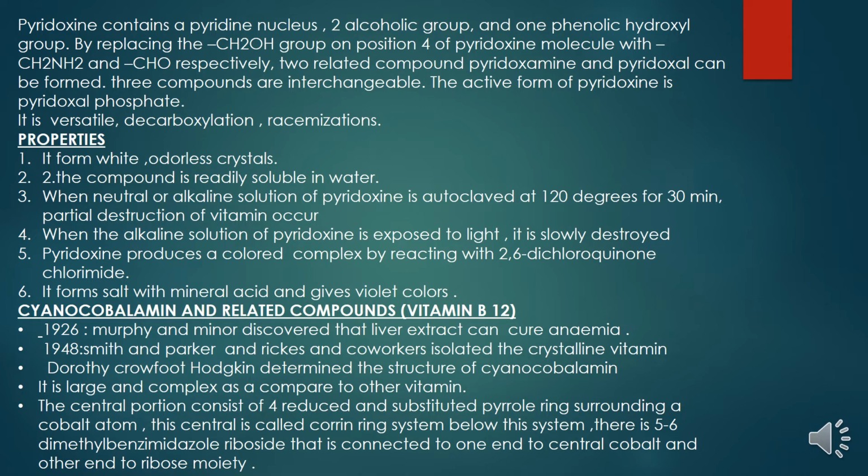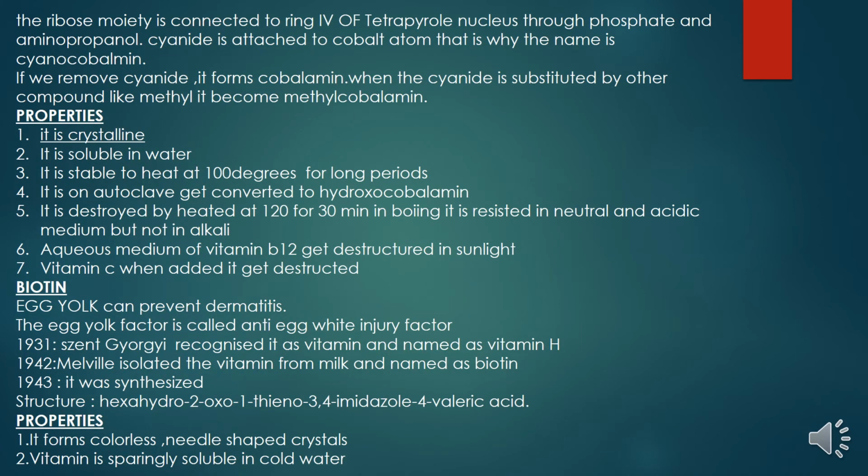Below this system there is 5,6-dimethylbenzimidazole riboside that is connected at one end to the central cobalt and at the other end to a ribose moiety. The ribose moiety is connected to ring 4 of the tetrapyrrole nucleus through phosphate and aminopropanol. The cyanide is attached to the cobalt atom, that is why the name is cyanocobalamin. If we remove cyanide, it forms cobalamin.